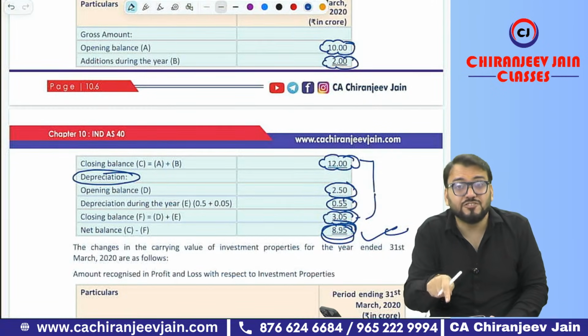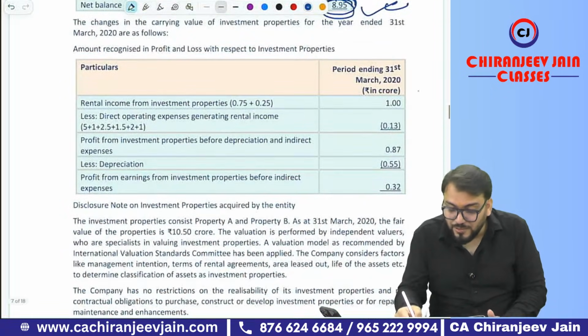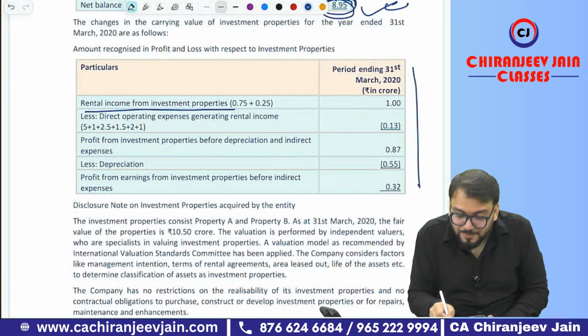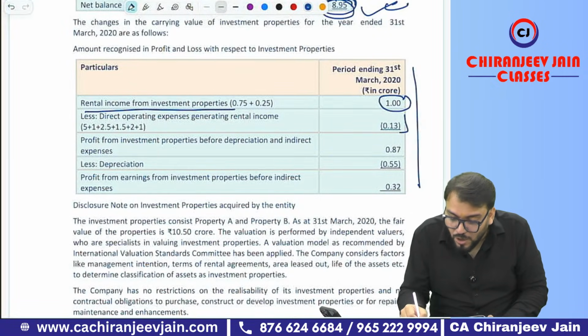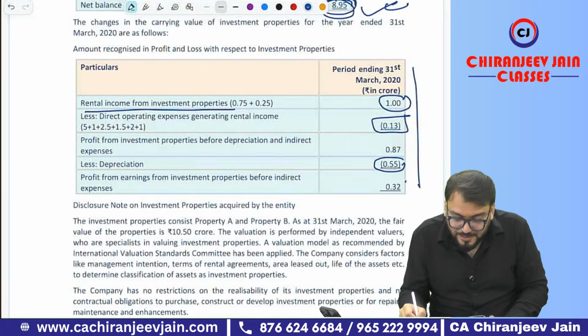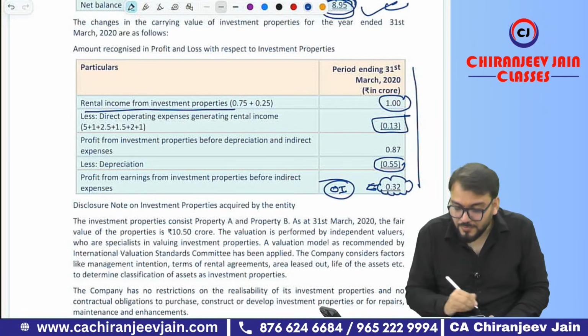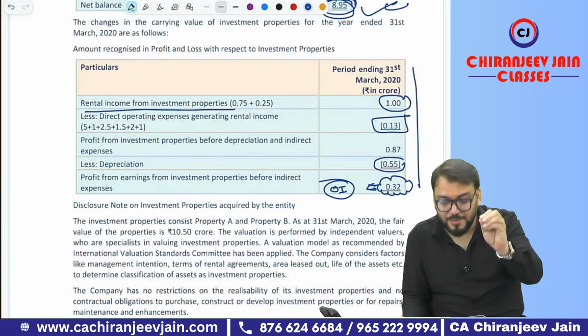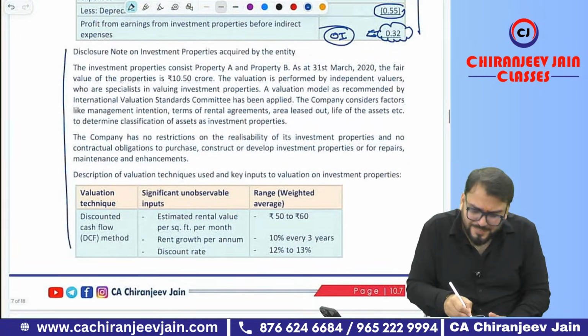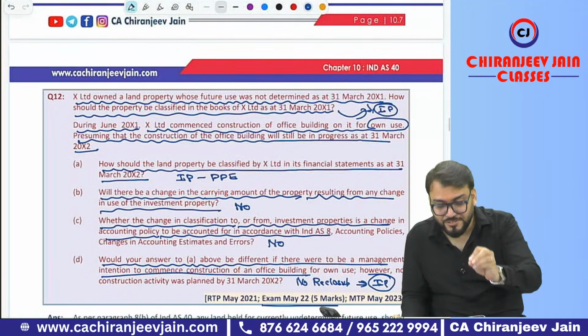Then you need to also prepare the extract of the balance sheet. They have not drawn the extract of the balance sheet, but you should draw it. Then you should also write the extract of SOPL. Rental income from investment property will be this. Then all the operating expenses will be deducted, and then depreciation will also be deducted. This is the profit from investment property before indirect expenses. This will be shown under other income. Understood? Then the other disclosures you can read one by one. You can give this type of other disclosure. Super easy question. A 10 marks question was asked in the exam. Chalega?